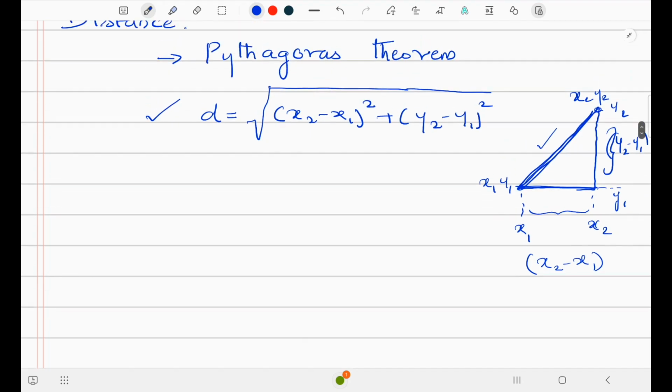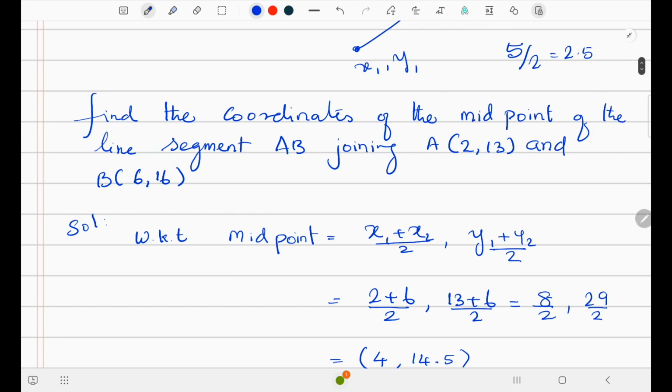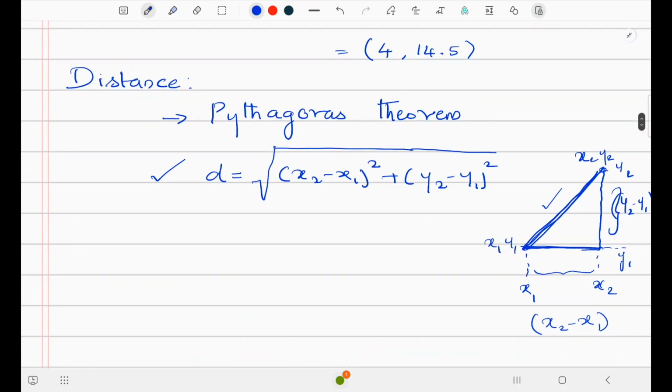Here also we see an example. I need to find the distance between 2 given points. I take the same example. We have the first point A, which is 2 comma 13, and B is 6 comma 16.